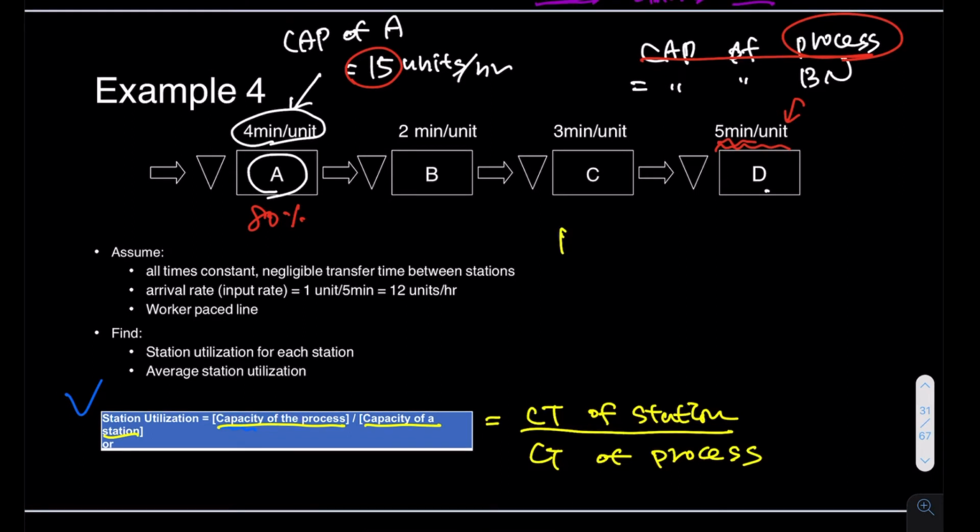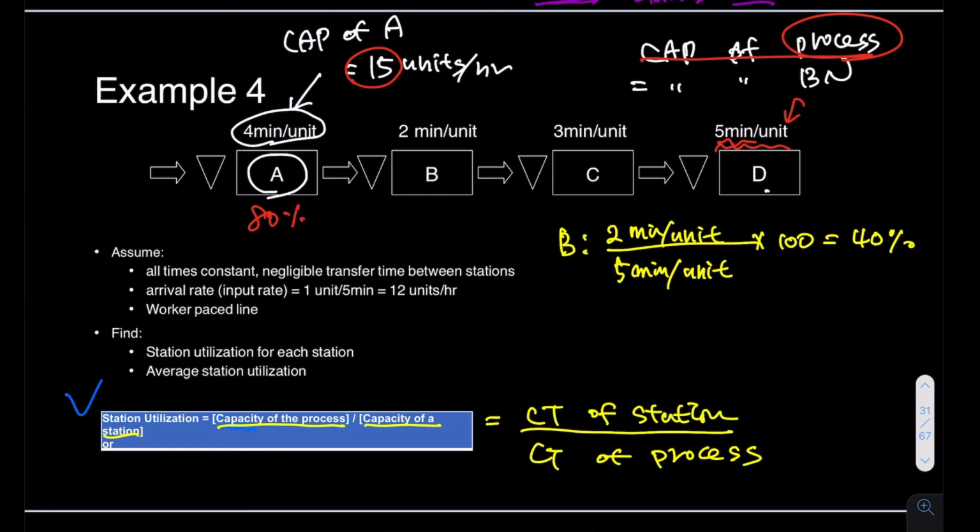So for B, what's the utilization? If you look at cycle time, let's say 2 minutes per unit, and what's the cycle time of the process? This is 5 minutes. So every 5 minutes, you can work on new units. You use only 2 minutes. That's utilization, right? So this is 40%.